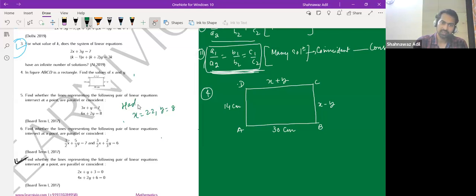This property we cannot use, right? We are talking about sides. So what is the other property? The opposite sides are equal. Yes, think about that property. Now what can you say about the sides? If opposite sides are equal, then x plus y equals 30 and x minus y equals 14. Absolutely right. Good.